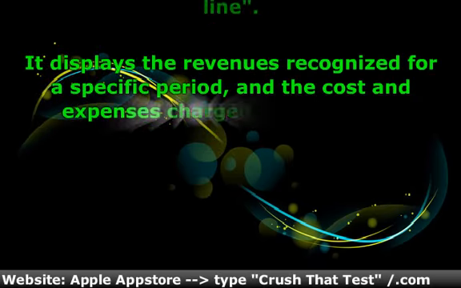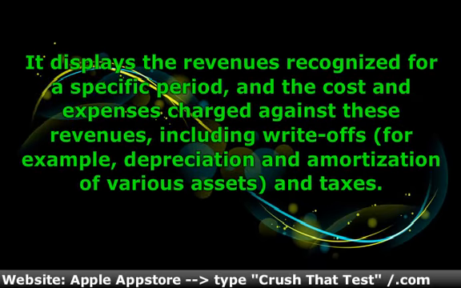It displays the revenues recognized for a specific period, and the cost and expenses charged against these revenues, including write-offs, for example, depreciation and amortization of various assets, and taxes.